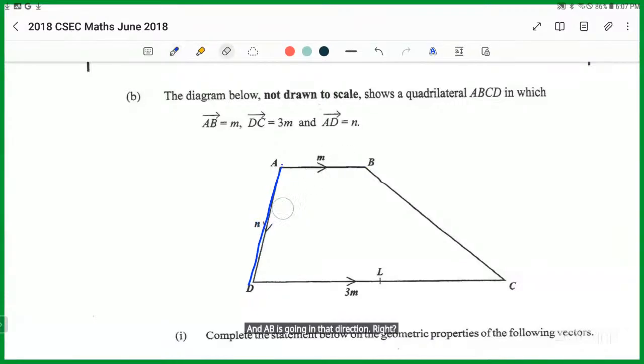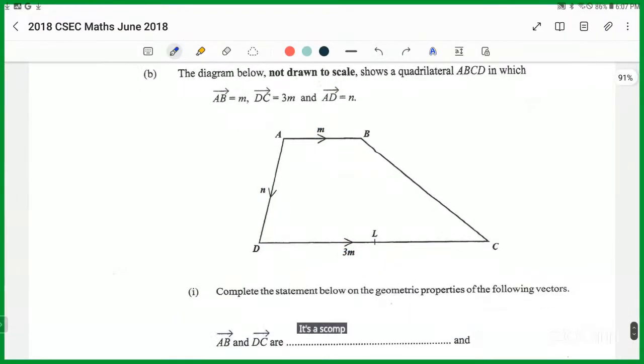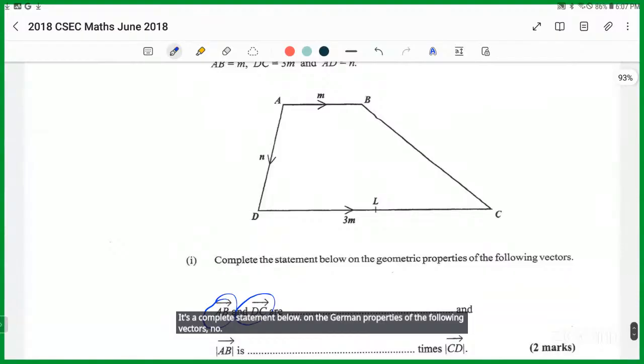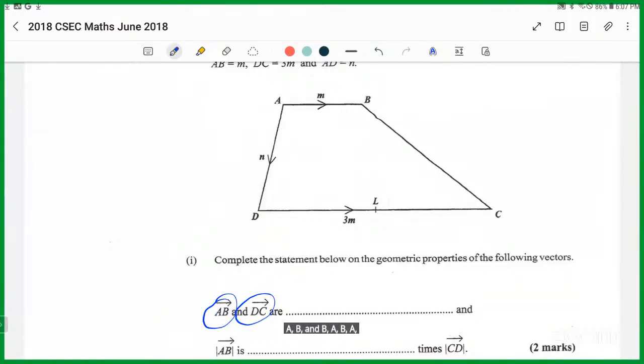Careful now, because most times in the diagrams our direction from here is this way. This time it's going in the opposite direction there. So pay attention to these arrows. If you go in the opposite direction, you introduce a negative. It says complete the statement below on the geometric properties of the following vectors. AB and DC are parallel, because one is a multiple of the other, one is M and one is 3M. So they are parallel.